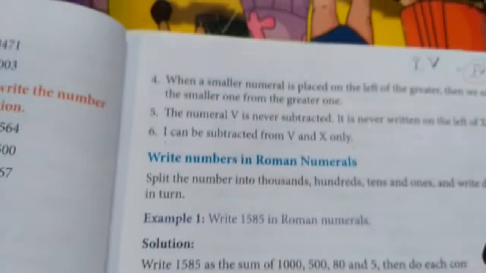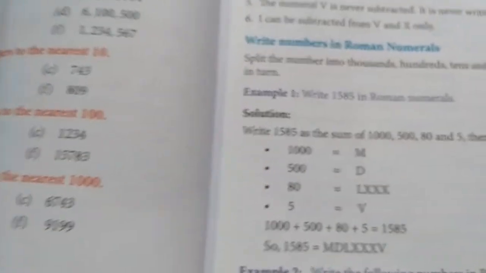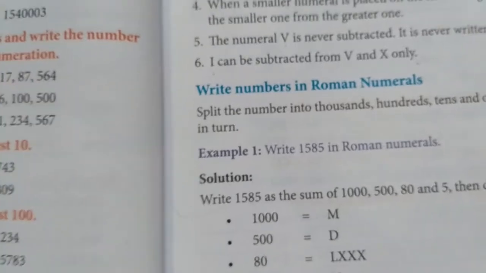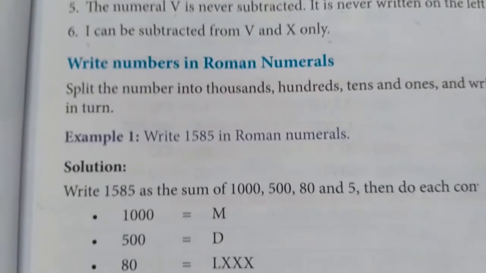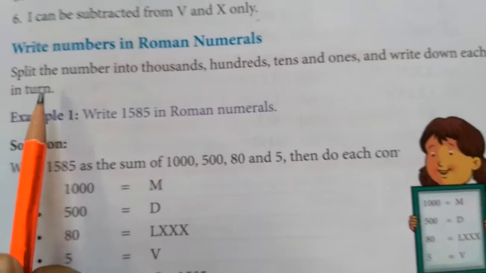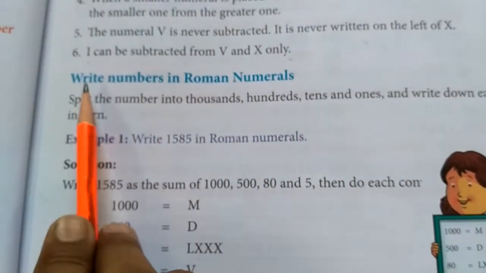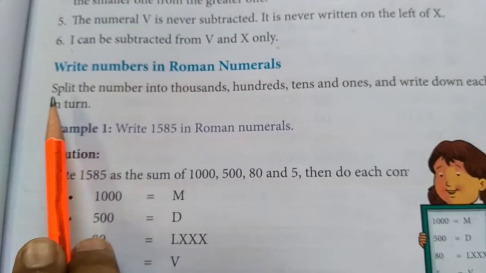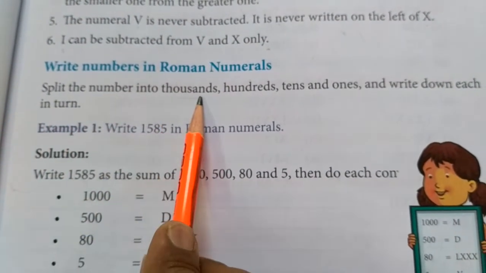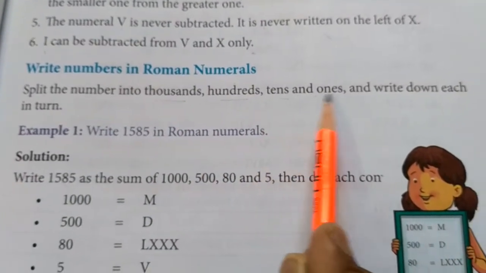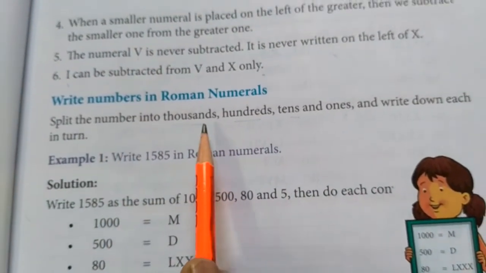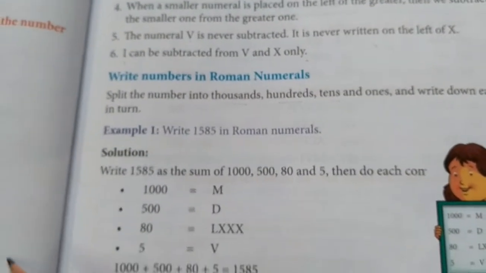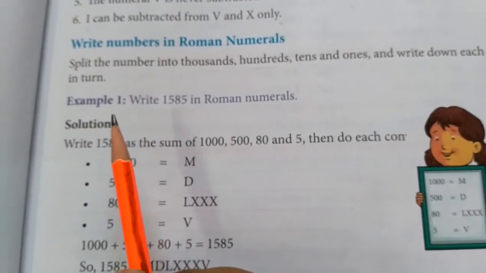Now, moving on to certain examples or sums based on this concept of Roman numerals. As you can see over here, in blue letters it is written: write the numbers in Roman numerals. So what we have to do, the first step is to split the number into thousands, hundreds, tens and ones. Yes, we have to split the numbers into their place values and write down each in turn.